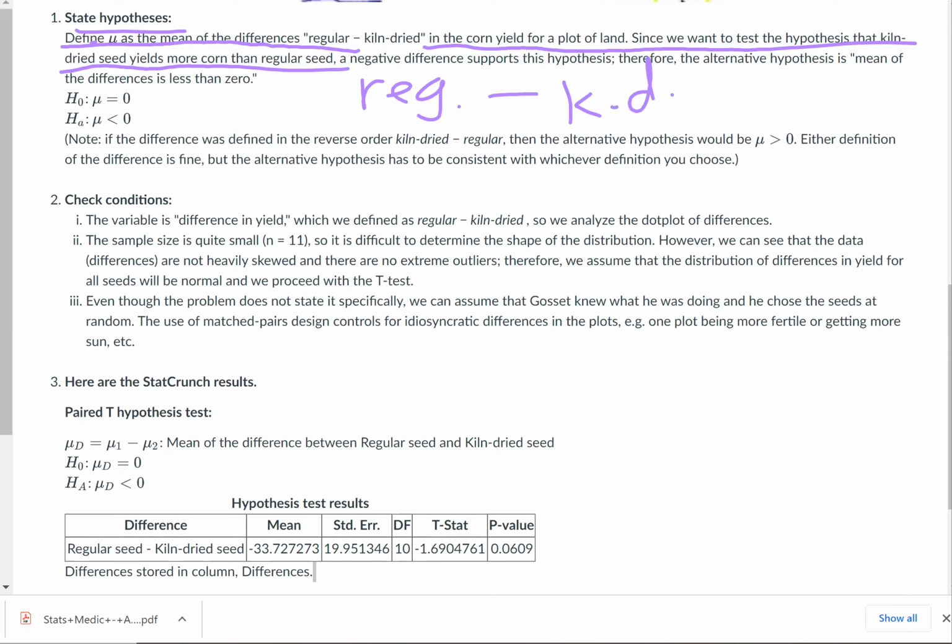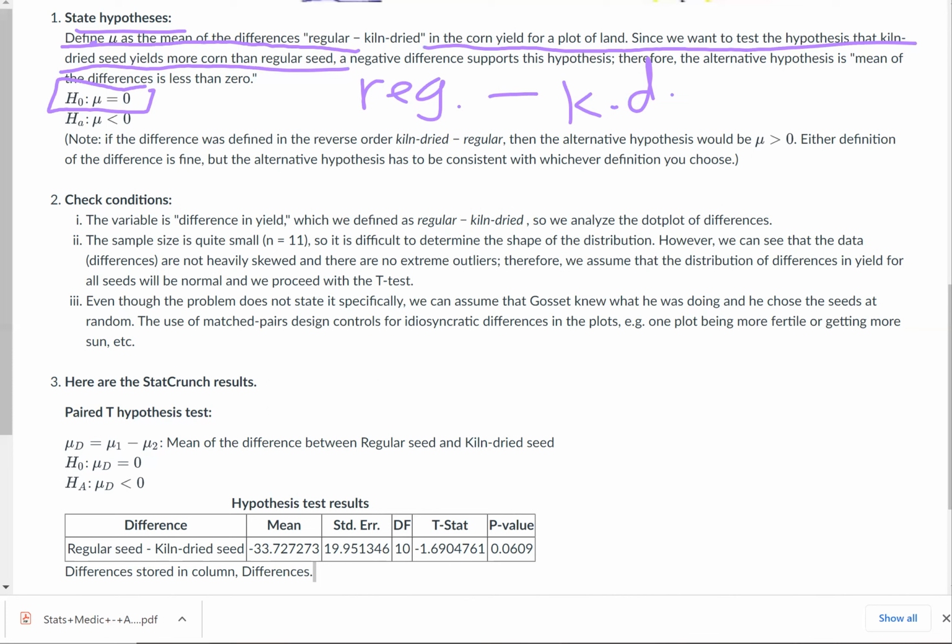So we're taking a bigger number away from a smaller number, kind of like we did with the problem that we talked about on the quiz 2 pages ago about the college students and texting. We should get a negative number because I'm taking a larger number and subtracting from a smaller number. But the null hypothesis is that it's the same. It doesn't matter which type you use, regular or kiln dried, the difference should be 0. They should be the same.